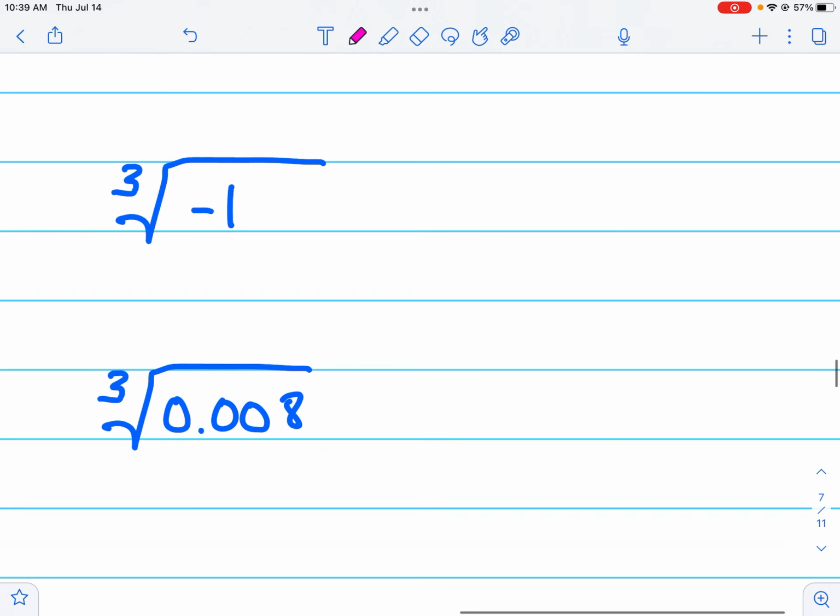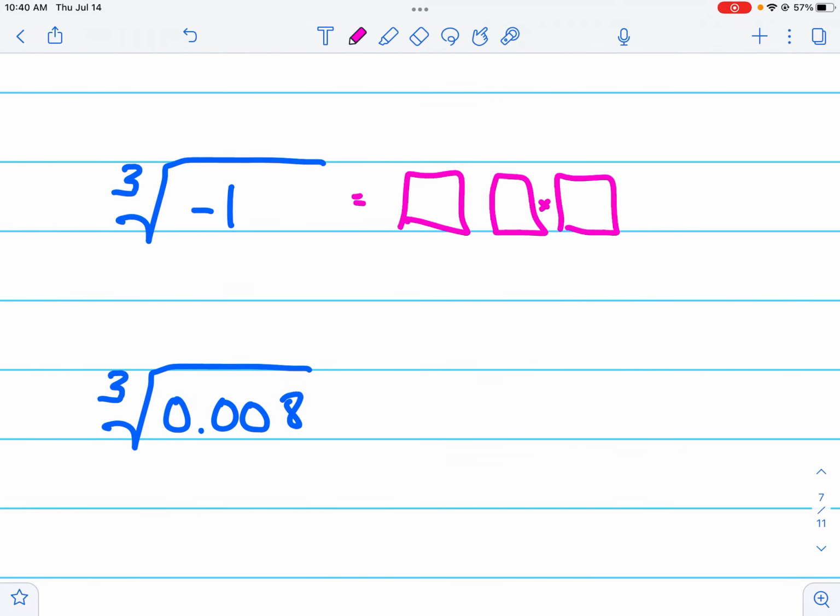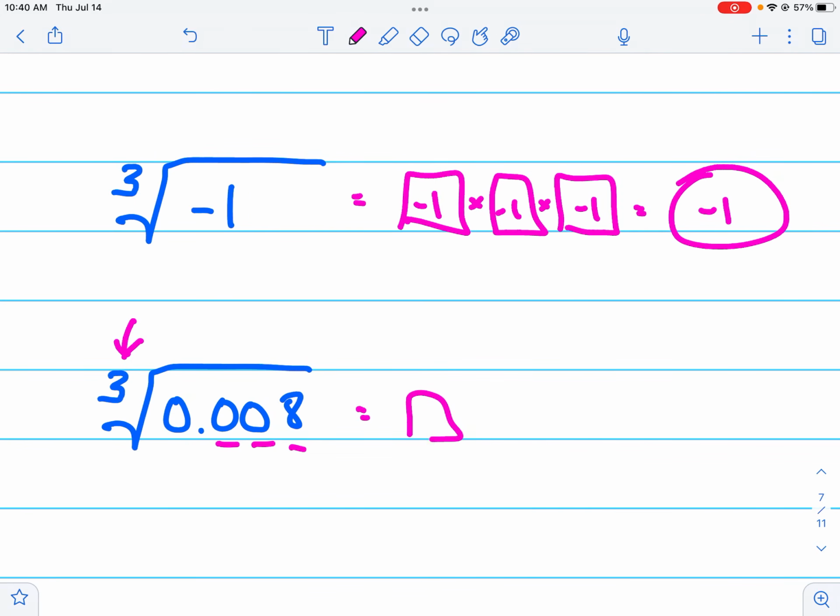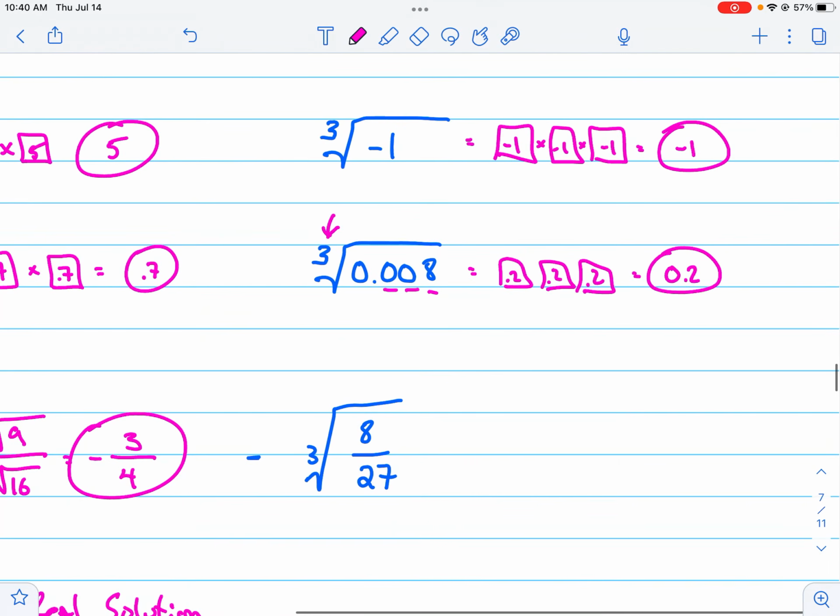On the cubic root side, the only difference is we're looking for 3 numbers that are all the same that are multiplying together to give you -1. The negatives all of a sudden can work because you could have this function. So -1 for the first one. Notice 3 digits in the index of 3, so that's okay. So 0.2, 0.2, and 0.2 multiplied together give you 0.008. So this one is 0.2.